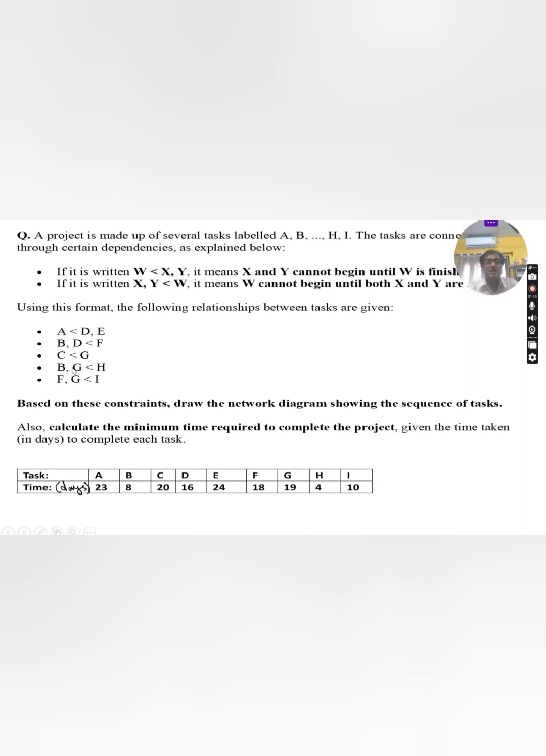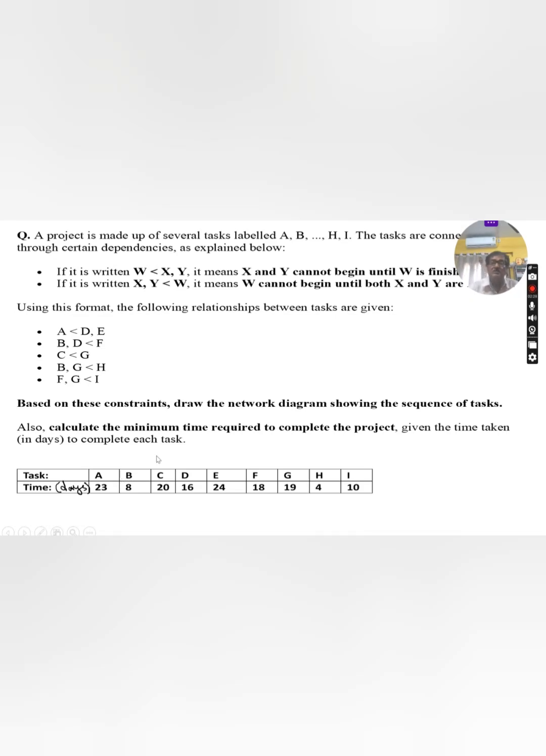The duration of task and activity is the same, no difference. For each task, the time duration is given in this problem. For task A, 23 days are required to complete this task. Task means, for building construction, completing the roof, the pillar, the foundation, all these are tasks. For a research project, literature review, survey, all these are tasks.